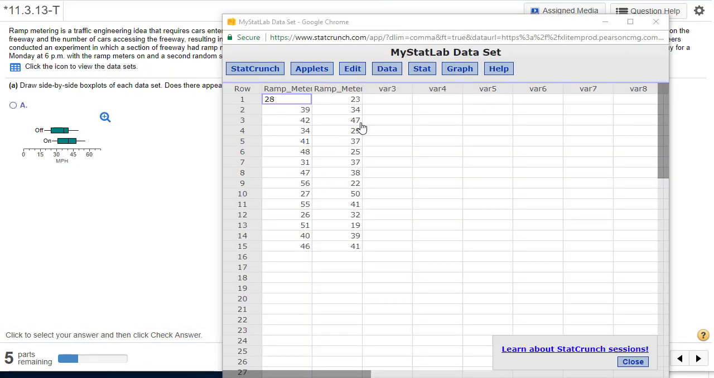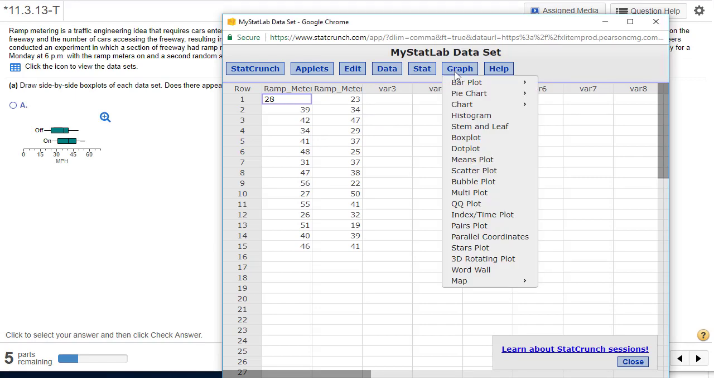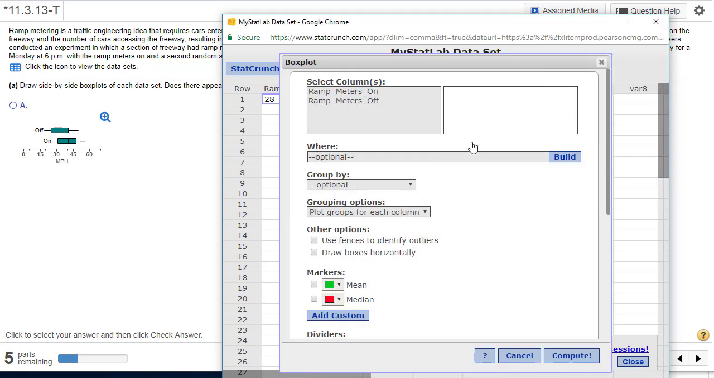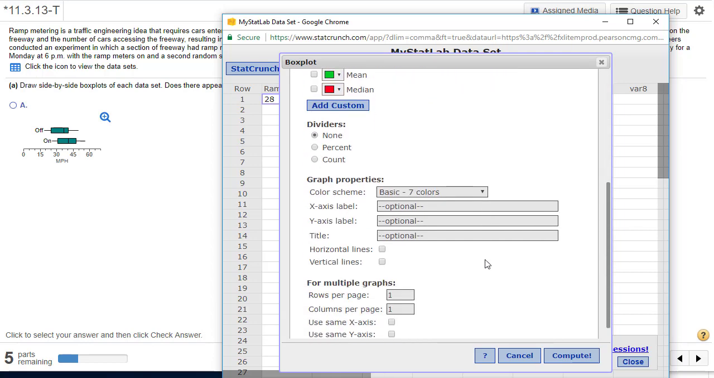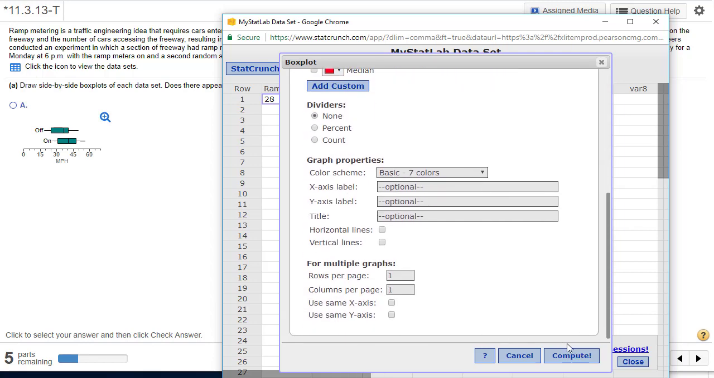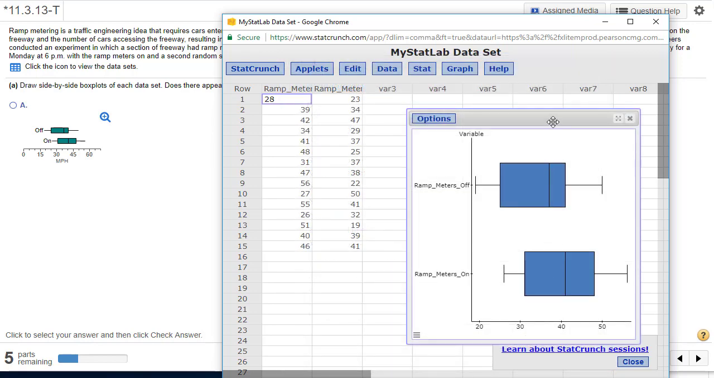Okay, so it pulls up really nice. We don't want to spend a whole lot of time typing data in if we don't have to. Let's do box plot. So graph, box plot. Select both of them. And since they did horizontal, I'm going to do horizontal. Generally that's what we're going to do unless we have a bunch of them. A lot of times it depends on our labels and how long those are. And we'll use fences to identify any outliers, and then just press compute. And there we go.